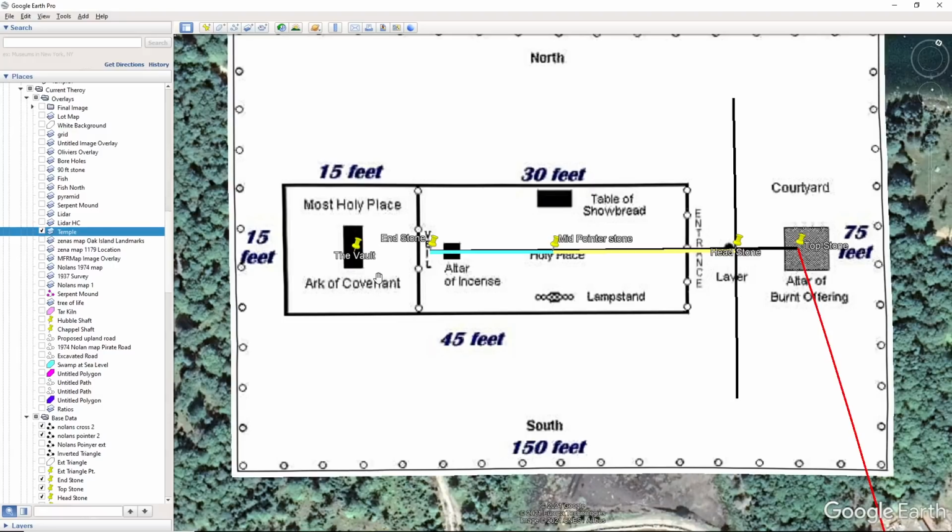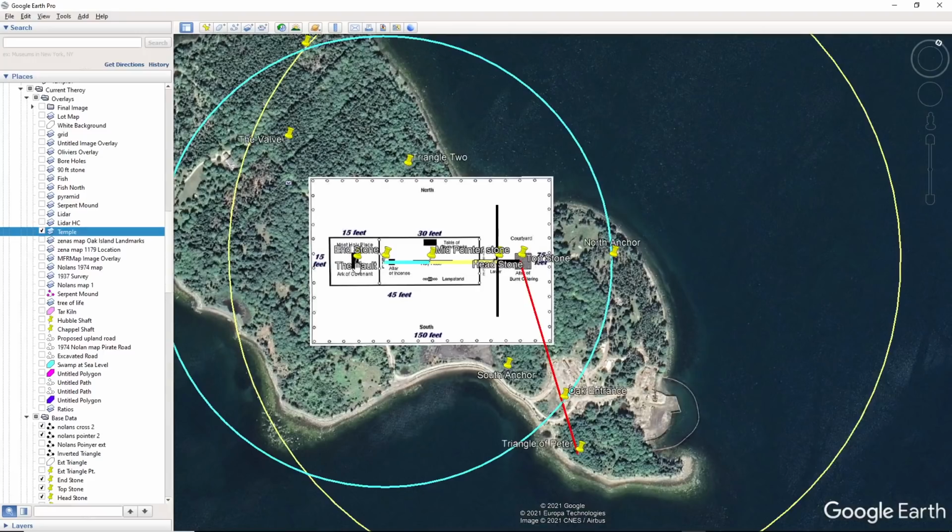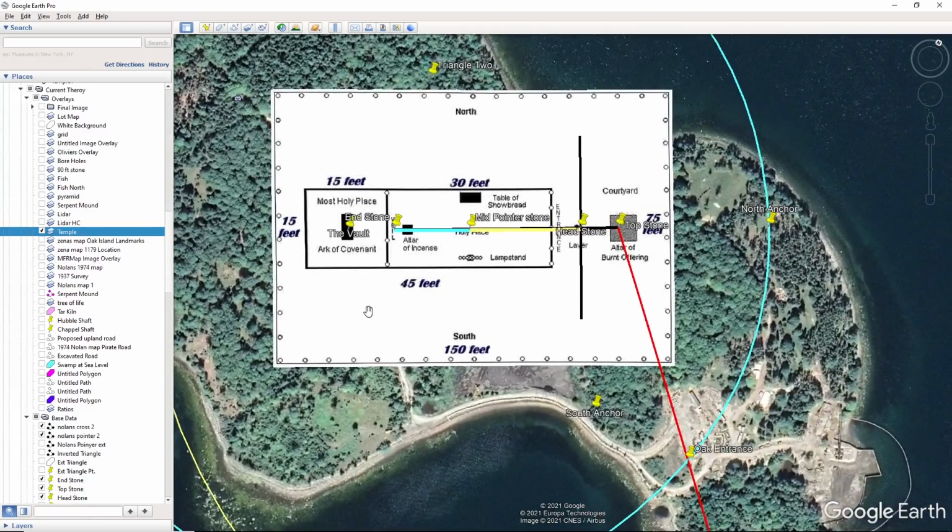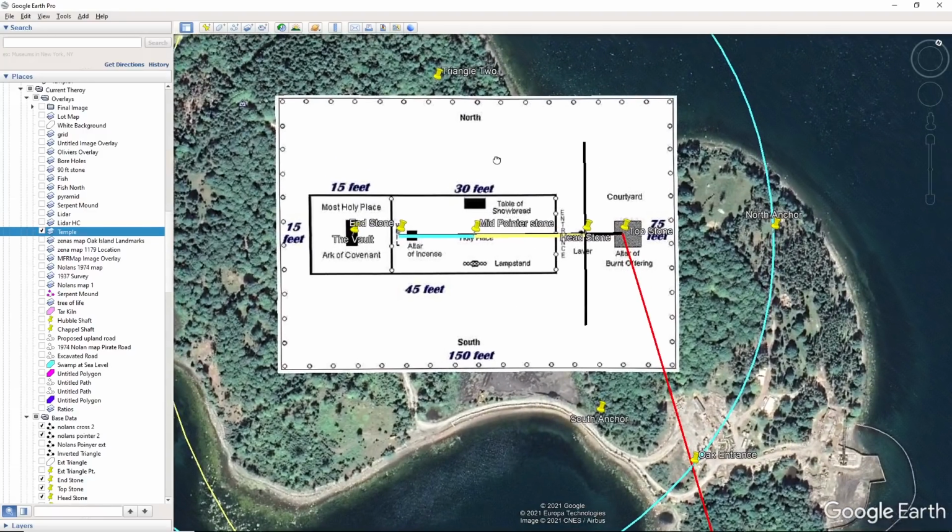And I can get into this later, but the specific location of this has a lot to do with the location of Nolan's cross, but also Triangle 2, mostly Triangle 2, because this is pretty much due south. The vault is due south, and Triangle 2 is due north of the vault. But that's another topic. So that's pretty much what I wanted to show you guys.